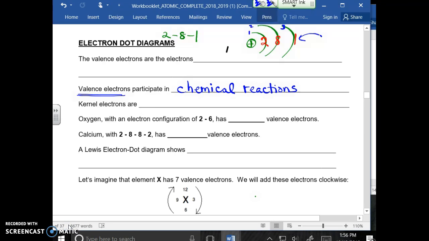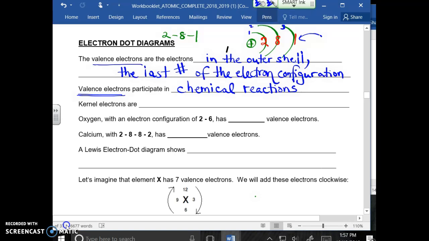As I said, the valence electrons are the electrons in the outer shell. And it's so easy to recognize that last shell. It's the last number in the electron configuration. Well, you might ask, then what does that leave? What do we call those electrons that are in shells that are not the valence shell? Well, we call those kernel electrons.